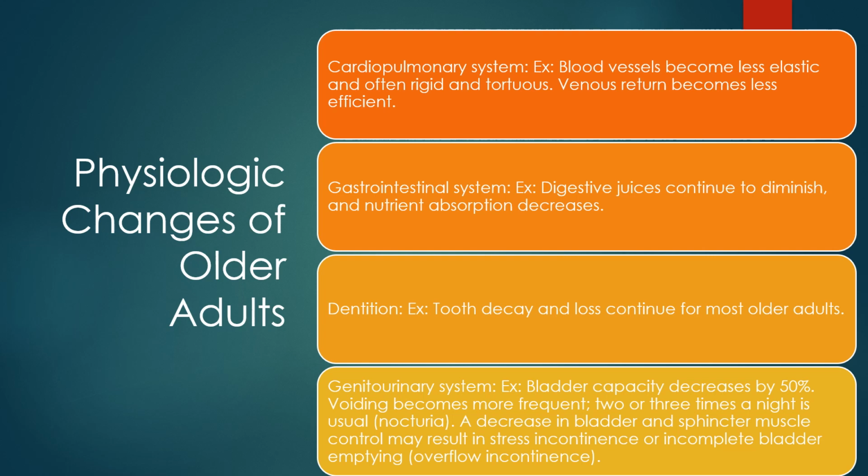The gastrointestinal system starts having functional changes with digestive enzymes diminishing and nutrient absorption decreasing. The bowel motility, peristalsis, also slows down, causing slowing of gastric emptying and increasing the risk of constipation. The older adult has a decreased sense of thirst, smell, taste, and salivation, which makes them not want to eat, on top of difficulty chewing and swallowing due to tooth decay and tooth loss.